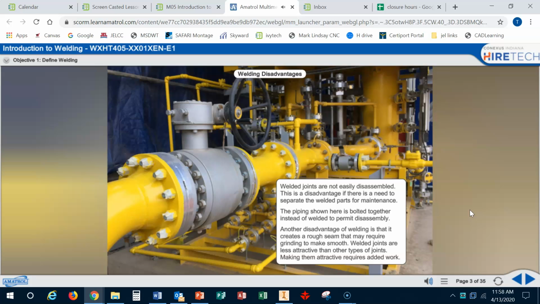Another disadvantage of welding is that it creates a rough seam that may require grinding to make smooth. Welded joints are less attractive than other types of joints. Making them attractive requires added work.